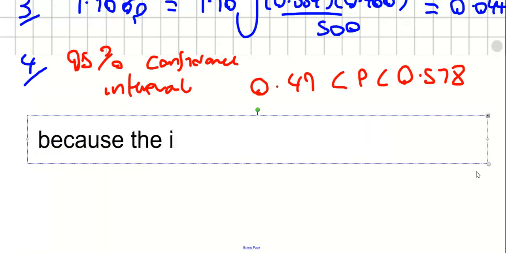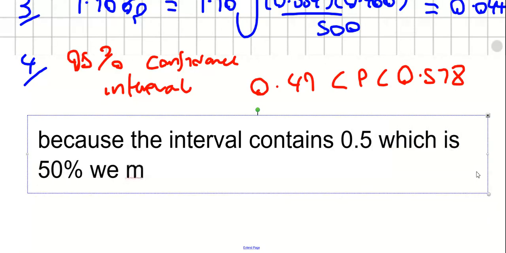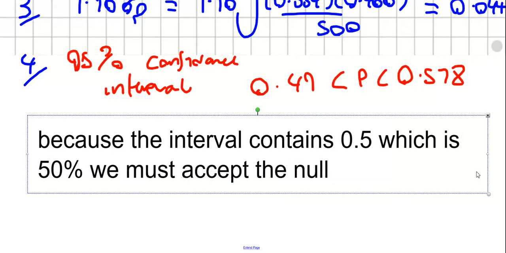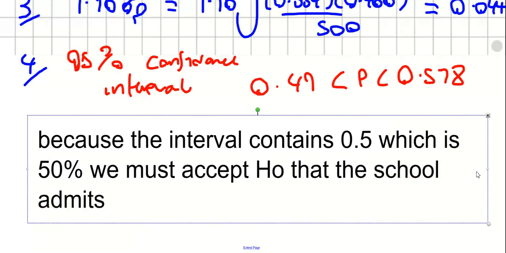Because the interval contains 0.5, which is 50%, we must accept the null hypothesis. You can also say we must accept H0, that the school admits equal numbers. Is that okay with you guys?